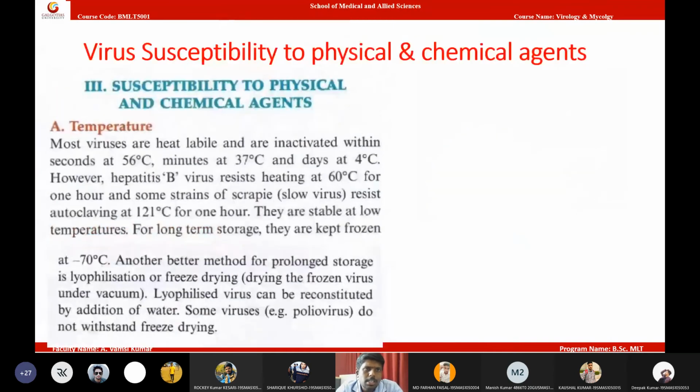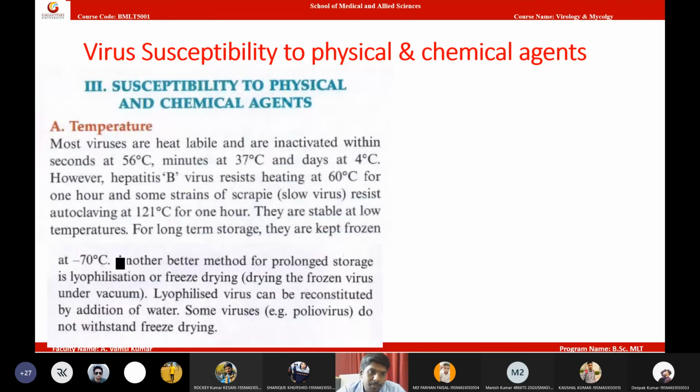Then the last one is viral susceptibility to physical and chemical agents. Viruses can be killed at 56 degrees centigrade within minutes, and at 37 degrees centigrade within days, and at 4 degrees centigrade they can survive for years. Viruses such as hepatitis viruses can be killed at 60 degrees centigrade for 1 hour. And some strains of viruses are resistant to even autoclave temperature. So viruses are very strong at surviving.